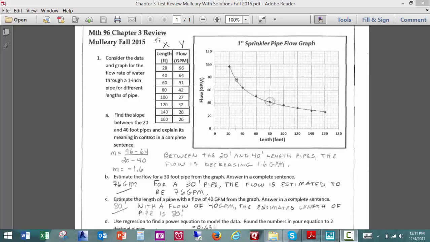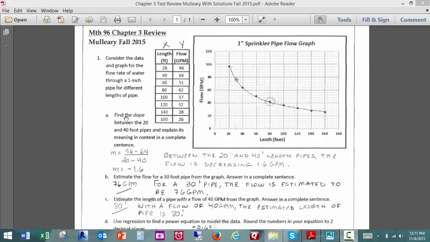So I'm considering this my x and this my y, and this is the graph that depicts all of that data, these data points. Here's the length. Notice there's a typo on here. There's the length, and here are the flow rates, and this is for a 1-inch sprinkler pipe.